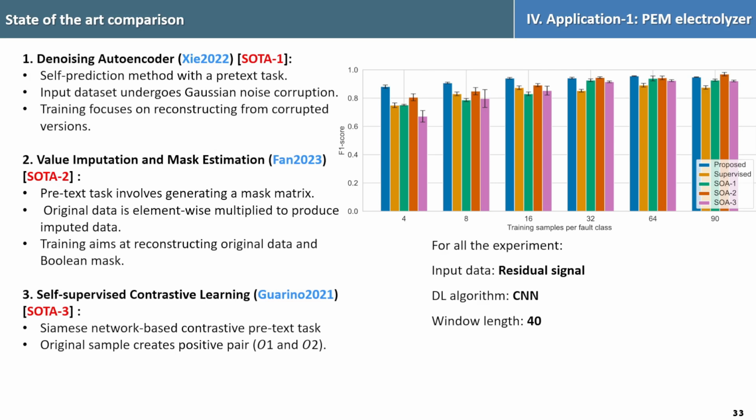Results show our method excelling in early stages with limited training samples, from 4 to 64, but it is outperformed by the second method as the sample size increases, when 90 samples per fault class are used. It is noteworthy that unlike the referenced paper using raw sensor data, we maintained fairness by using the residual signal as input for all the methods.